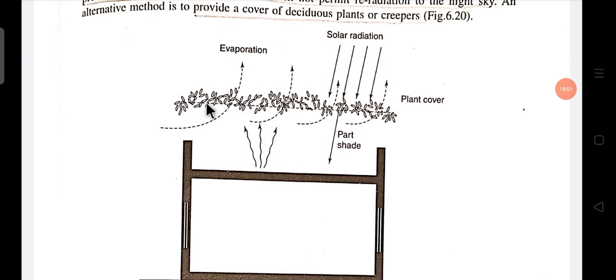And due to the evaporation of the water in the plant leaves, an evaporation process happens. Because of that evaporation process, the environment around the plant is a lot cooler than around our building. So we can reduce the heat outside of our building or roof very much.